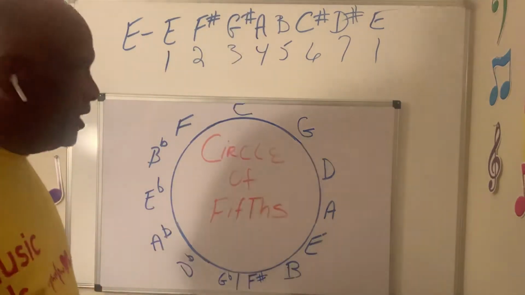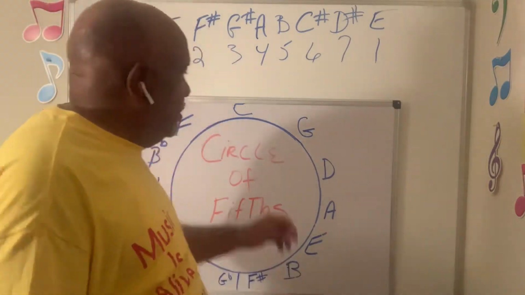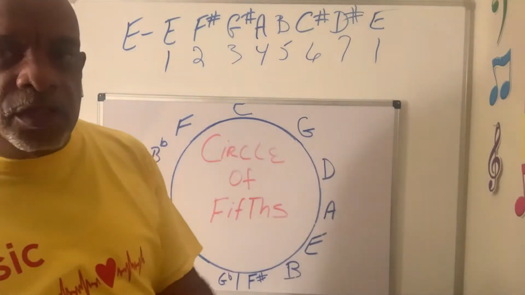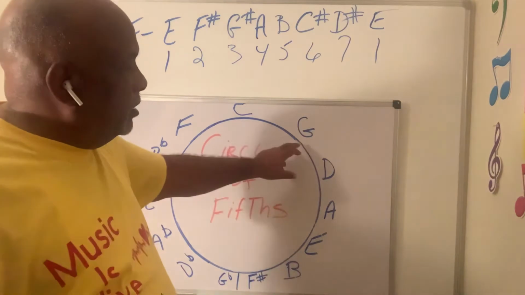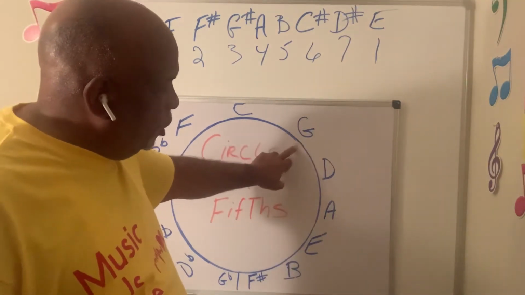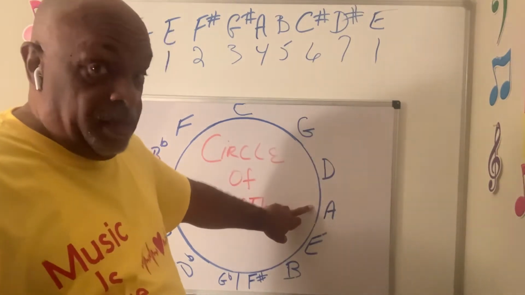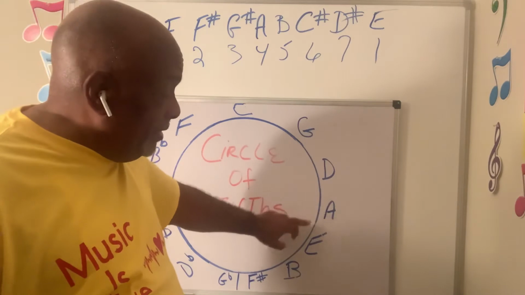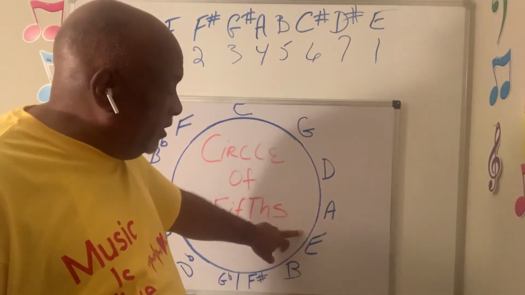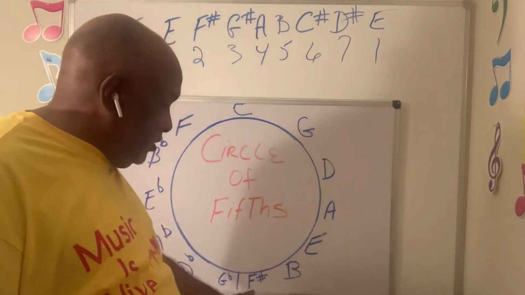So now, that's the sharps. One more time. The key of C, which has no sharps and no flats. The 5 of the key of C is G. The 5 of the key of G is D. The 5 of the key of D is A. The 5 of the key of A is E. The 5 of the key of E is B. And the 5 of the key of B is F sharp.